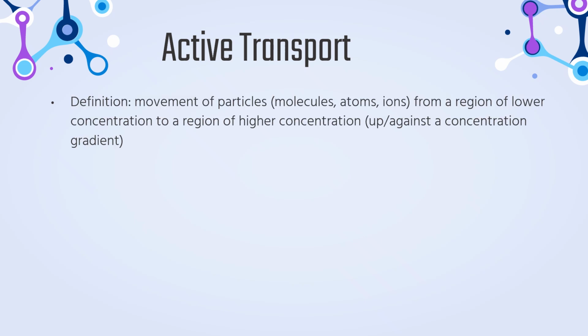So what is the definition of active transport? It is the movement of particles or molecules from a region of lower to a region of higher concentration. Compared to osmosis and diffusion, which is from high to low, for active transport it is the opposite, from low to high. And so we use the term up or against a concentration gradient. The difference is the opposite direction.